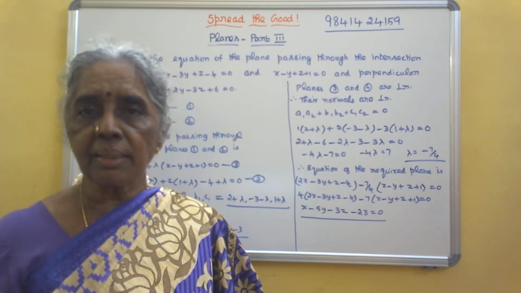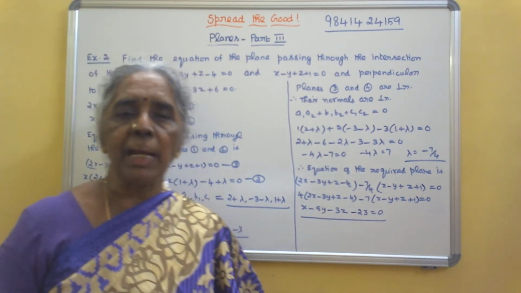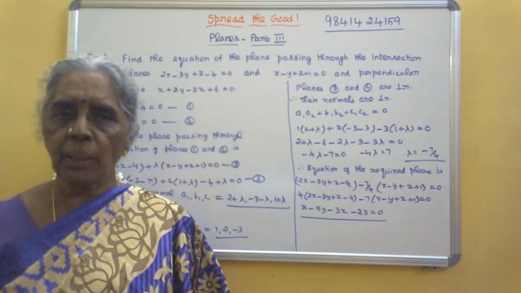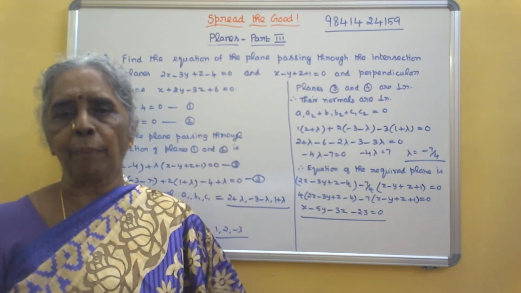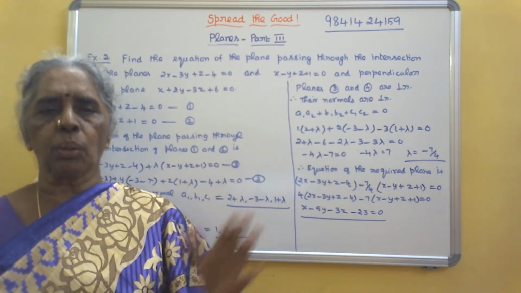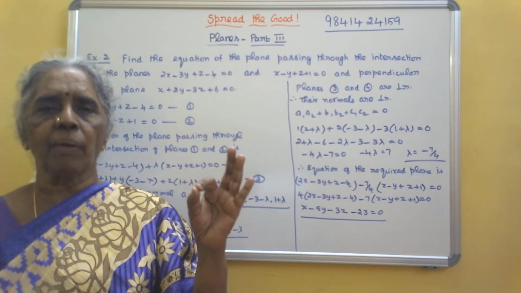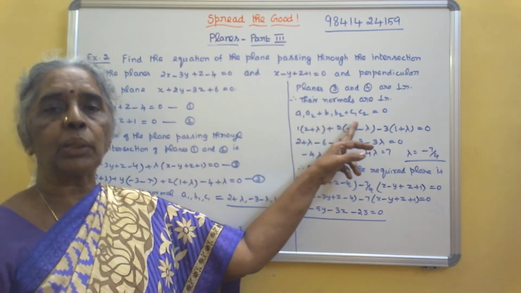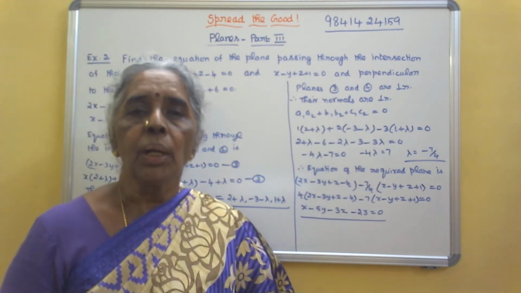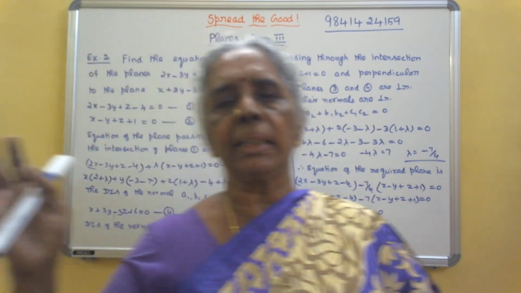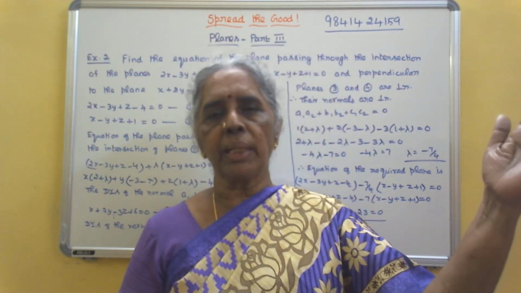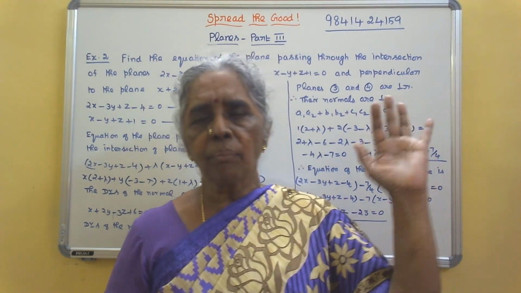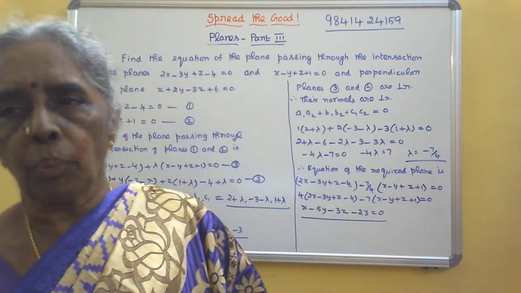So here, do you understand? When a perpendicular plane is given, what concept are we using? When two planes are perpendicular, their normals are also perpendicular. So the sum of the product of the DRs is equal to 0: a1 a2 plus b1 b2 plus c1 c2 is 0. Using that concept, you are finding the value of lambda, then substituting in equation 3. Okay? Now, let us do one more model.